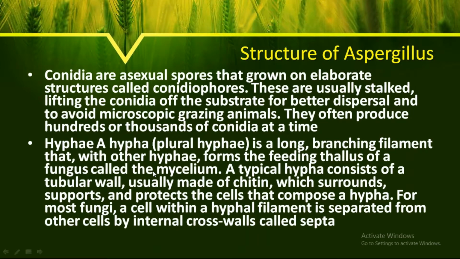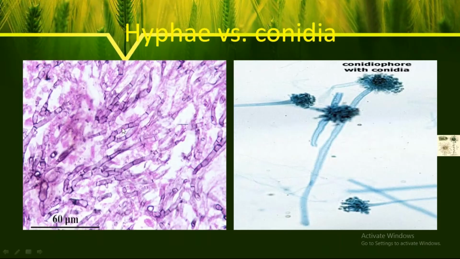So a typical hypha consists of a tubular wall made up of chitin. Please remember, chitin surrounds, supports and protects the cells which compose a hypha. For most fungi, a cell within a hyphal filament is separated from other cells by internal cross walls called the septa. So that is what we were discussing in the initial part of the class. So these are hyphae. You can see these are typical septate hyaline hyphae.